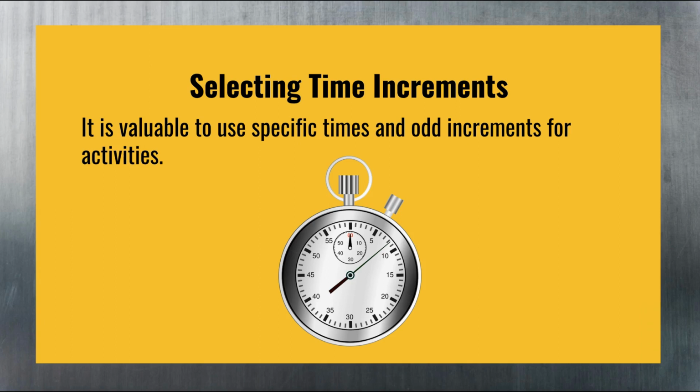Consider using specific times and odd increments for activities. A time allocation of 10 minutes sounds like an estimate. Round numbers often contain an implicit "about" in them. In your classroom, be specific about exactly how long students have for an activity and vary your allocations. 7 minutes on a task is usually better than 10 minutes. If you really want to change things up, try something like 2.5 minutes.